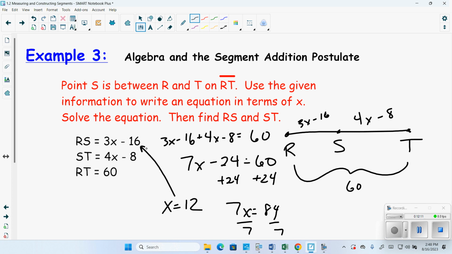So 3 times 12 minus 16. RS equals 20. What's ST? 4 times 12 is 48. Minus 8 equals 40. Which would make sense because RT is 60. So if RS is 20, ST is 40, RT is 60.